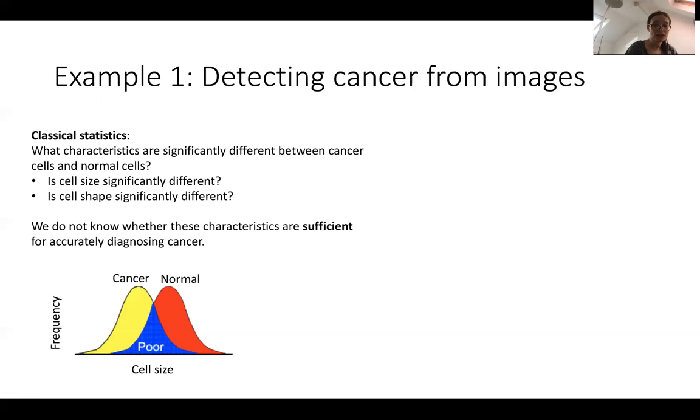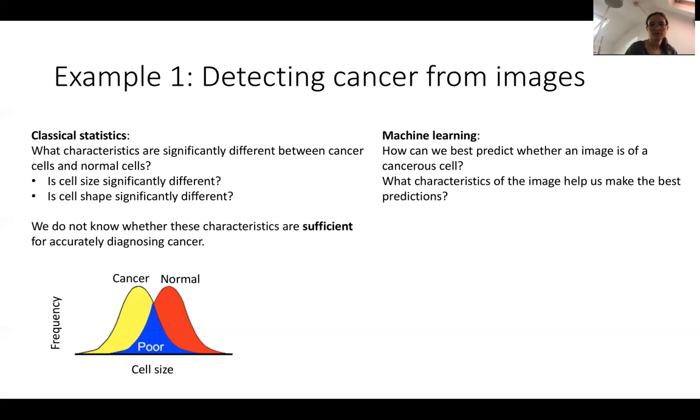In this example, cell size is not sufficient for accurately diagnosing cancer, even though cell size is significantly different between cancer cells and normal cells. You can see that the distributions of cell size are very different from cancer cells and normal cells. However, there's a wide range of cell sizes where there's overlap between the two distributions. And if you found a cell that was in this range, you wouldn't be able to make an accurate diagnosis.